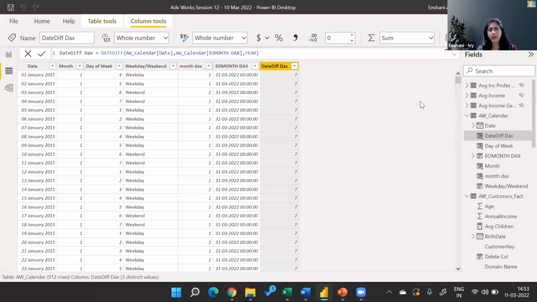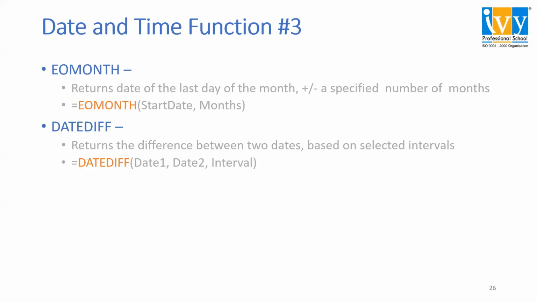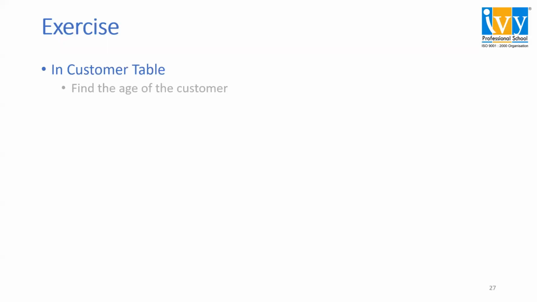Got it? So you can have the difference in months, or in quarters. It's entirely up to you how you want the difference to be. So 86 months since 1st January 2015 till today, or till 31st. So this is how you use your DATEDIFF. Clear, guys? Yes. All right.